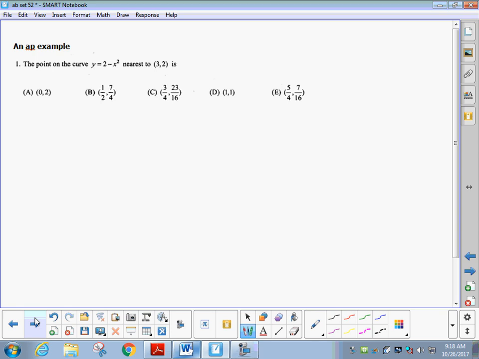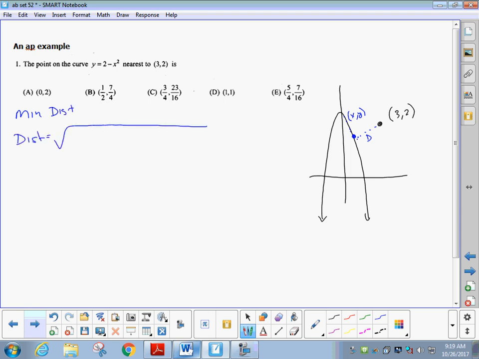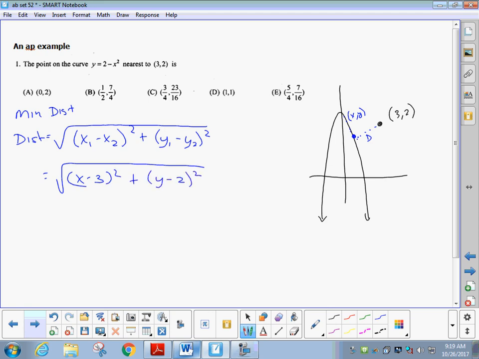Some people can see this without the graph, but I definitely think the graph is helpful. Here's this point over here, 3, 2. Okay? To get yourself going, you might consider, all right, it's nearest when there's some point xy on the curve. There's a lot of points on the curve, obviously. But when this distance is at its least, right? So in terms of what you're trying to optimize, you're trying to minimize or maximize? Minimize distance. What's a distance equation? Square root of x1 minus x2 squared plus y1 minus y2 squared. One of the points I have is 3, 2. So I could go x minus 3 squared plus y minus 2 squared. xy represents some point on the curve, yeah.